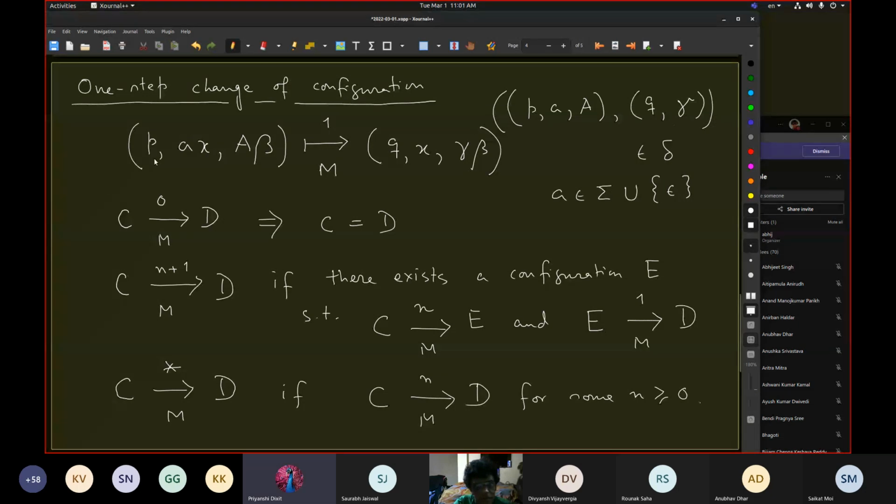Excuse me, sir. Yeah, tell. Sir, I wanted to ask if epsilon is counted as 1 step or 0 step. 1 step. How many times you apply the transition function? It's not how many times you consume symbols from the input. Okay, good.